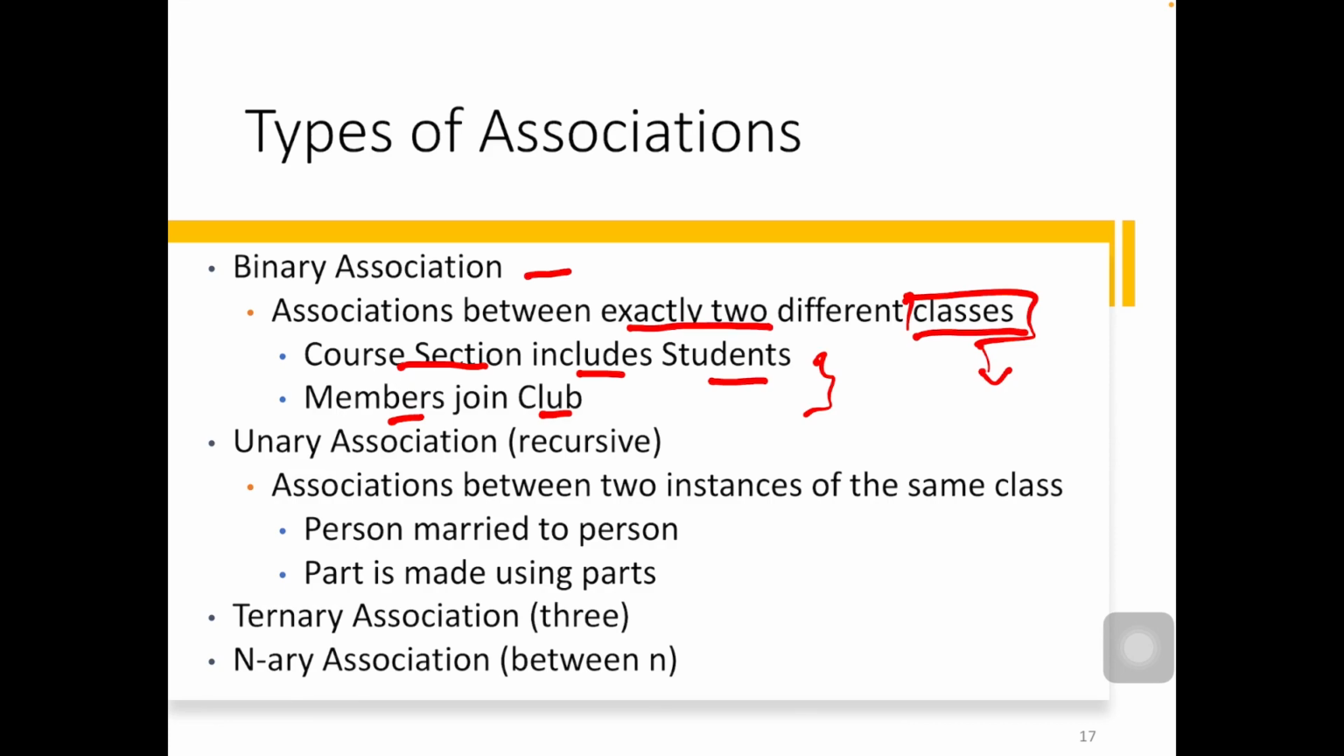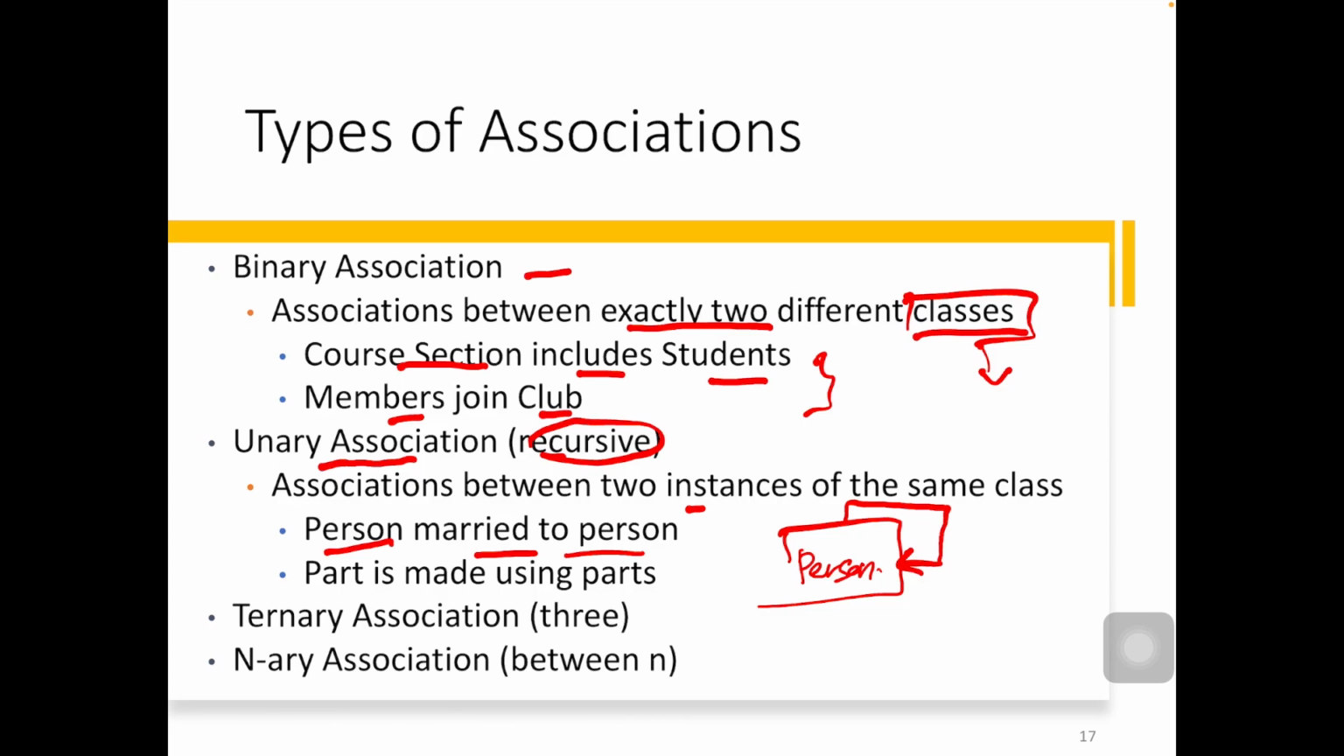Exactly two different classes. Second, we have the unary association, or we call it recursive association, between two instances of the same class. Okay, so let's say we have person married to person. So we call this recursive. Person married to person, recursive. The association is between two instances of the same class. Part is made using part, so we have recursive.